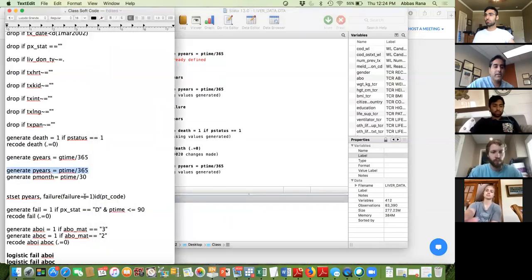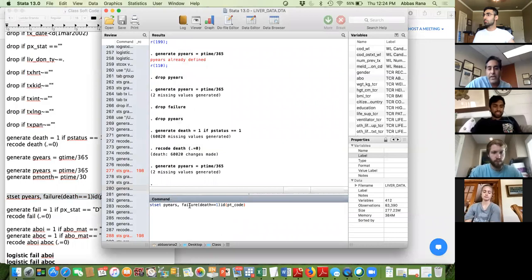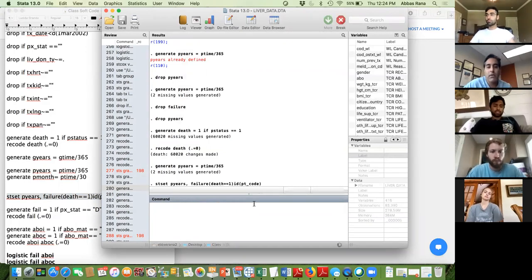Okay, so I'm going to just put my time there, and I'm going to change this to death, so it makes it a little bit simpler to follow. So failure is death is equal to 1. Okay. I have the time, event. The last thing is a unique identifier because every patient should only be counted once. So you need some sort of unique identifier. And so here we go.